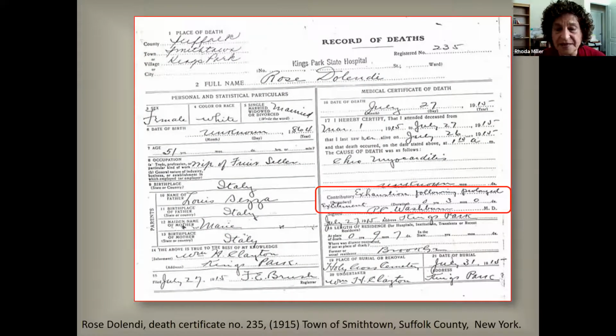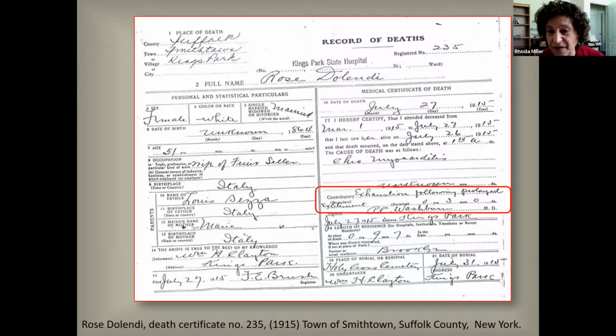Okay, here we have a death certificate for Rose DeLendy, and I'm sure most of you do not know who Rose DeLendy is, although many of you probably know who her son is. What's significant about this particular death certificate is her cause of death: exhaustion following prolonged excitement. When I first saw this in the earlier days of my research, I thought it was because she was upset about who her son was. Her son was Frank Nitti, who was Al Capone's right-hand man.